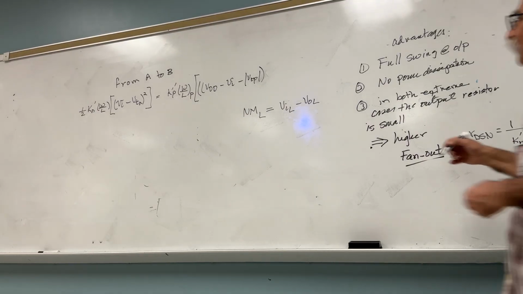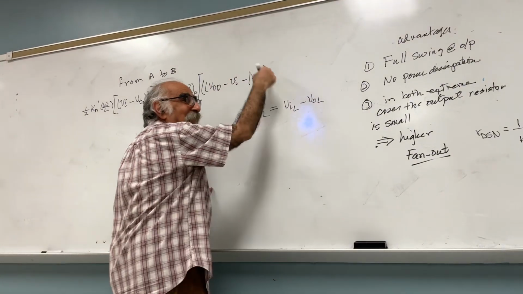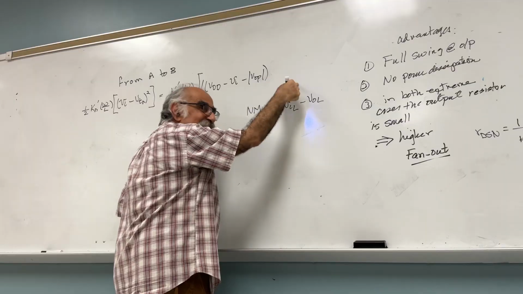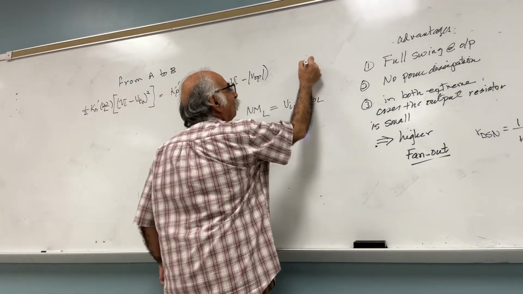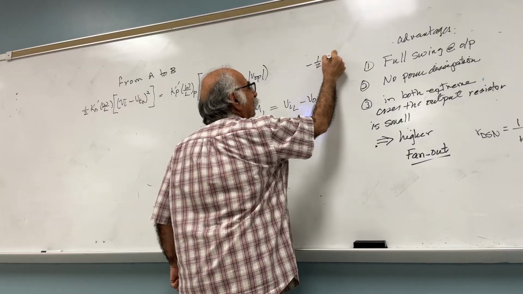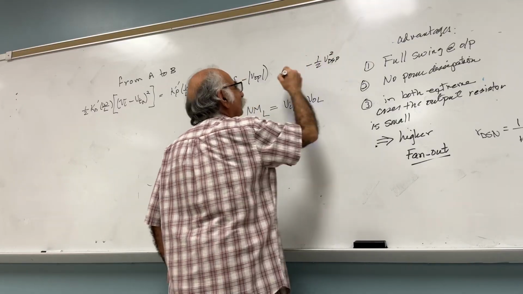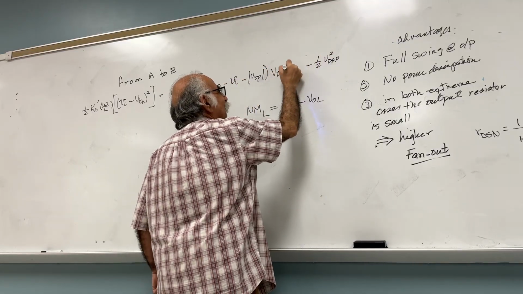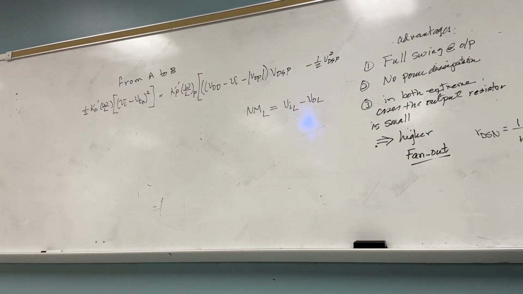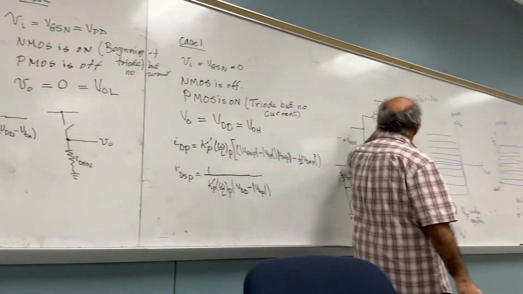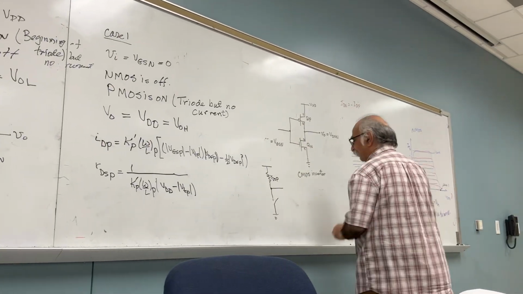What is it? It should be what? VDSP. Yes? And then what? Minus 1/2 VDSP squared. So this one is what? VDSP. Yes? What is VDSP? I just wrote it here. Where is it? I erased it.